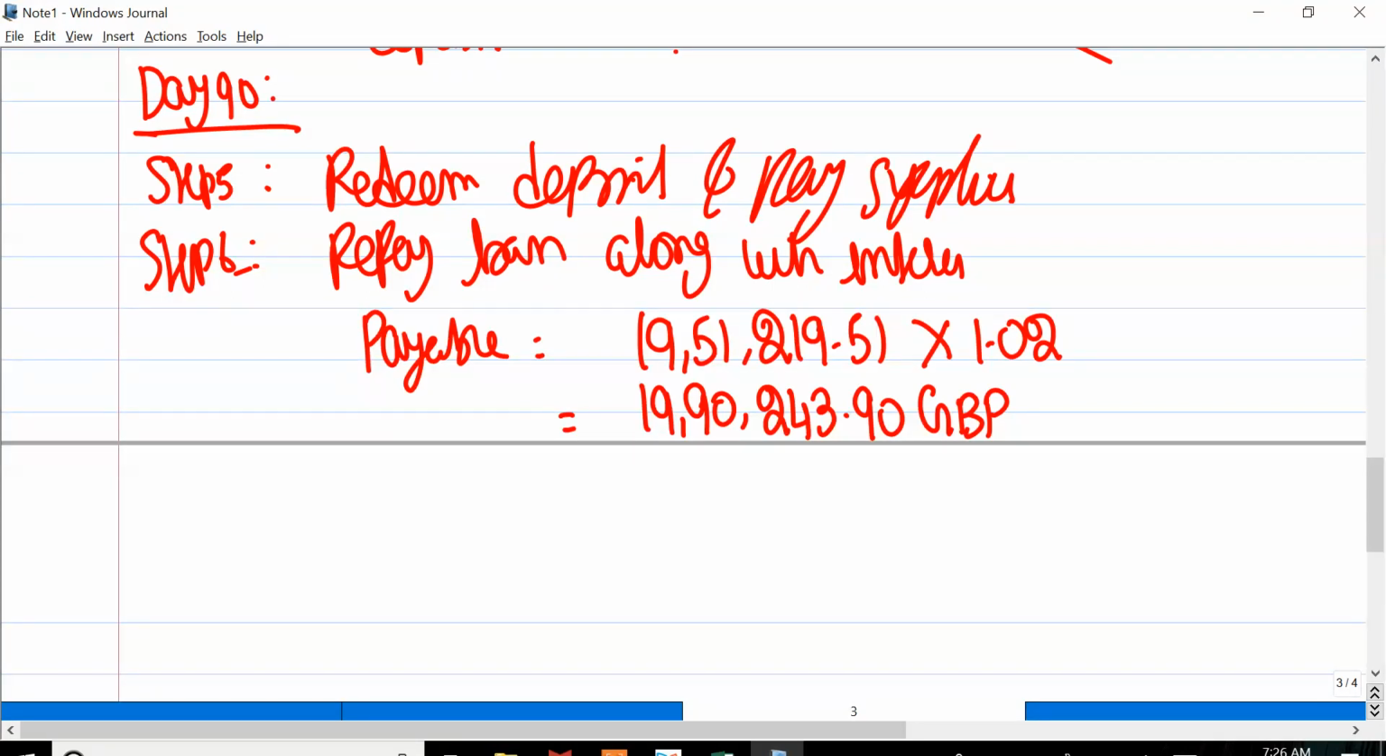I am making sure that this will be my liability. Whatever 25 lakh euros I have to pay, whatever be the currency rates, I will pay 19 lakh 90,243.90. That is what the objective of any technique will be, MMH or forward contract, protecting us from the currency movements. So we are now protected from the currency movements. It's 19 lakh 90,243.90 GBP of payable. Any doubts on this? Clear? Can you proceed?